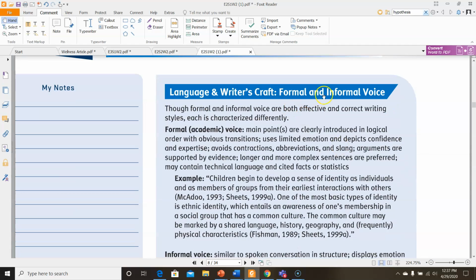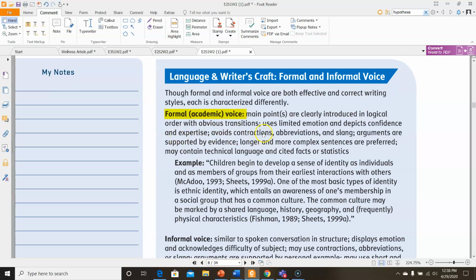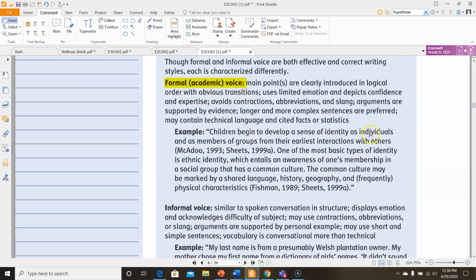For the next part, we have language and writer's craft, formal and informal voice. So formal and informal voice are both effective and correct, but they're used in different situations. So whenever you're writing something for an academic purpose, you're going to want to use formal academic voice. That's when your main points are introduced in a logical order with obvious transitions, uses limited emotion, and depicts competence and expertise. It avoids contractions, abbreviations, and slang. Arguments are supported by evidence. Longer and more complex sentences are preferred, and may contain technical language and cited facts or statistics.